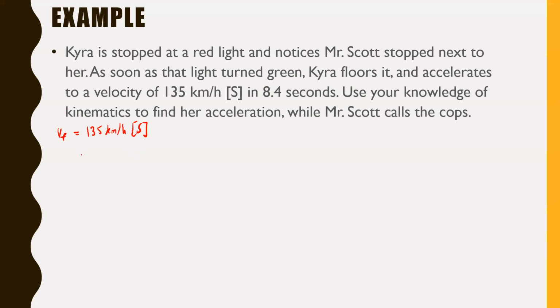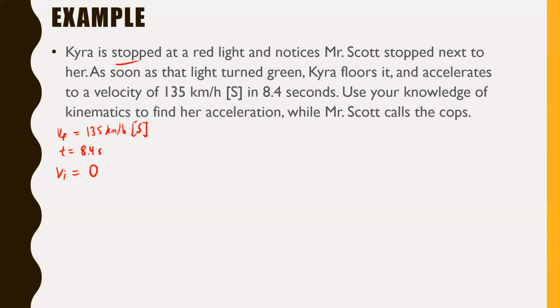Another thing I see, another obvious one, 8.4 seconds. Well, that, of course, is a time. So time is 8.4 seconds. One thing that isn't so obvious here, you might not have caught it right away. We actually know what her initial velocity is. Notice it says that she was stopped at a red light. That means her initial velocity, VI, is 0. You can say that's 0 kilometers per hour. You can say it's 0 meters per second. It's just 0 no matter what unit you're using. So I'm just going to call it 0.